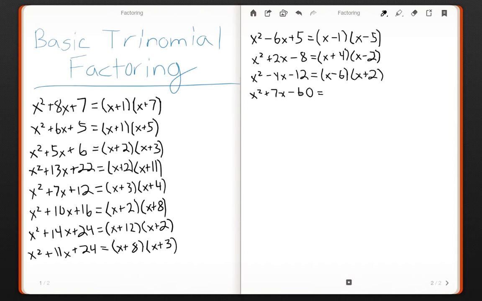Once again, negative number here, so we need one positive factor and one negative one. The positive one has to be 7 greater, so that we add to positive 7. So we have a lot of factors of 60. So let's think, which two are 7 apart? That would be 12 and 5. And since we need to add to positive 7, that means 12 is going to be positive and 5 is negative.